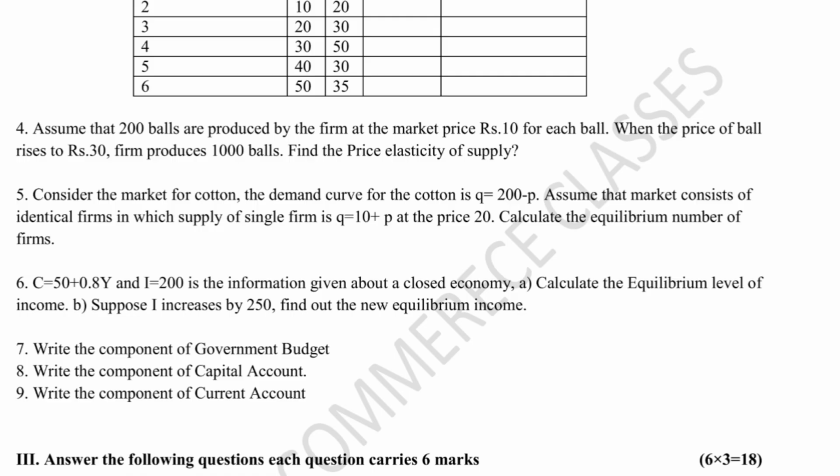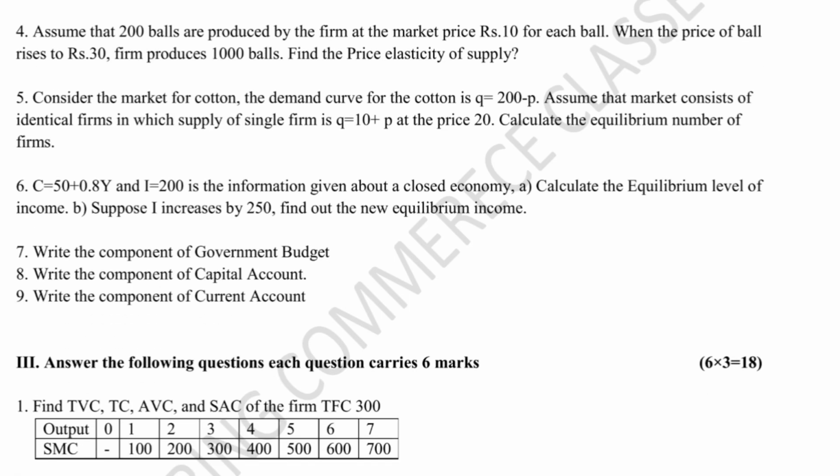The next problematic question is from determination of income and employment. The question will be like this. C equals 50 plus 0.85 and I equals 200.